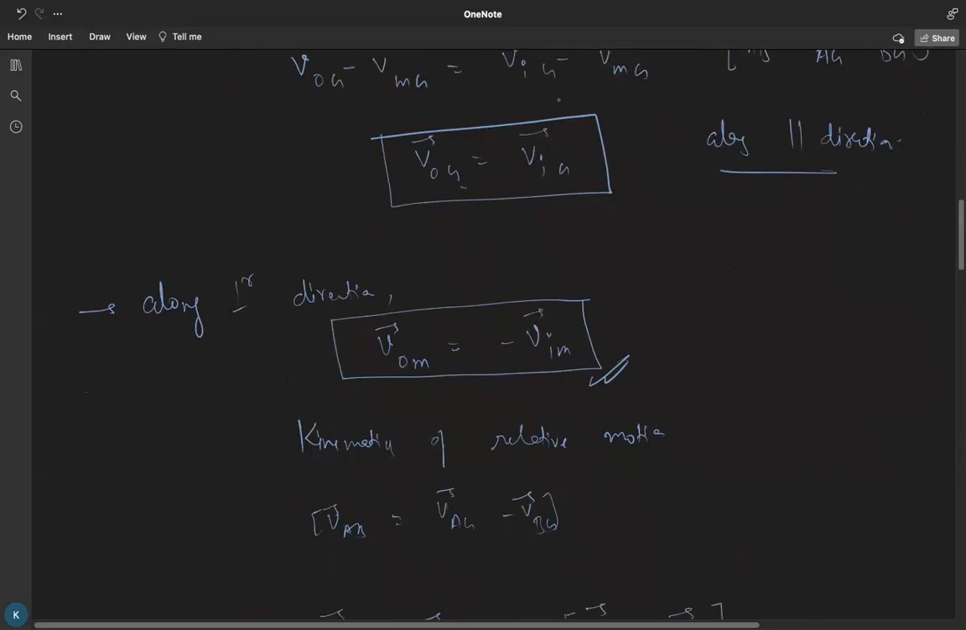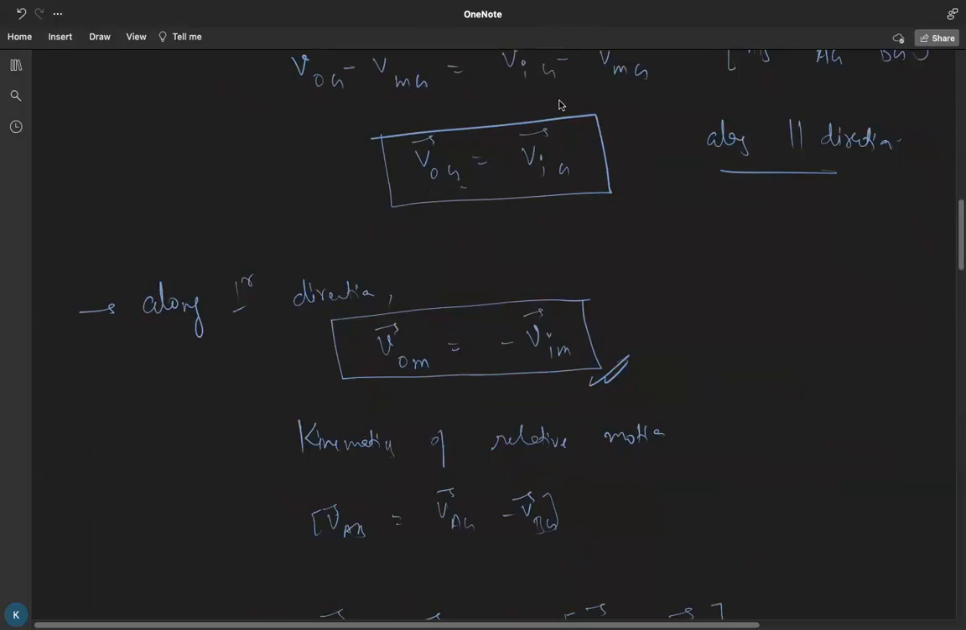Now we are talking about the perpendicular direction. If the object is moving in the perpendicular direction of the plane mirror, then we have relations like velocity of object with respect to mirror is equal to velocity of image with respect to mirror, but in the opposite direction.